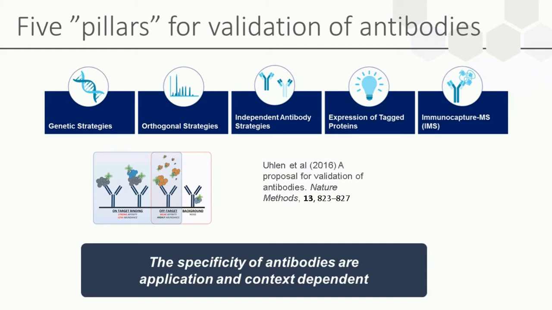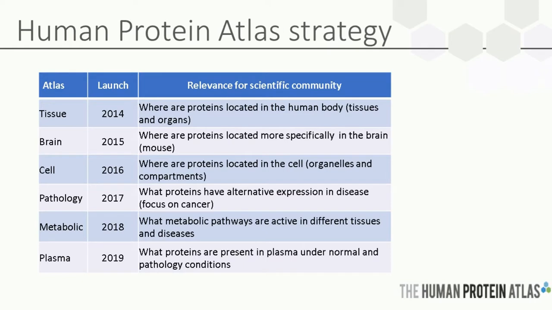The international working group that we started published a paper in Nature Methods in the fall, in October 2016, where we proposed that one should use 5 pillars for validation of antibodies. I don't want to go through that in detail, simply to say that this is our strategy now in the Protein Atlas, to move to formally validate all our antibodies using these 5 pillars.